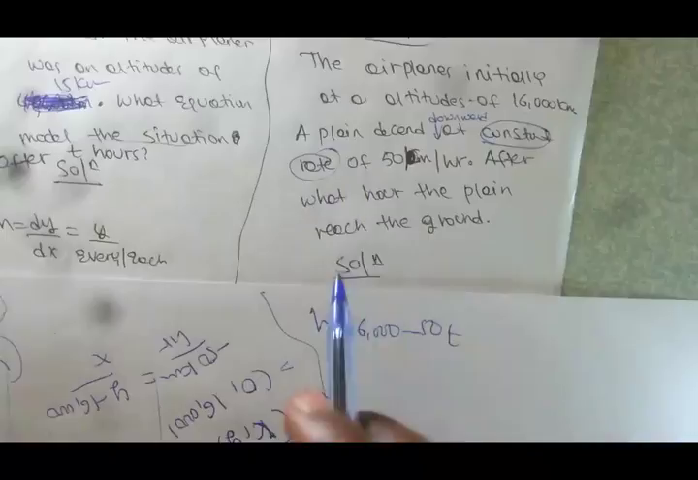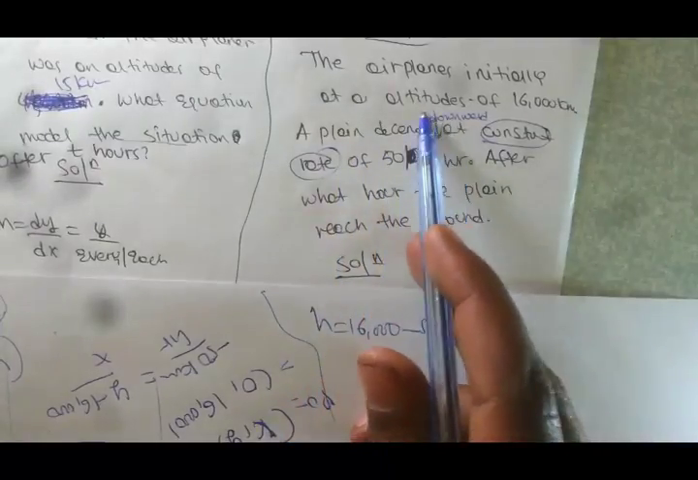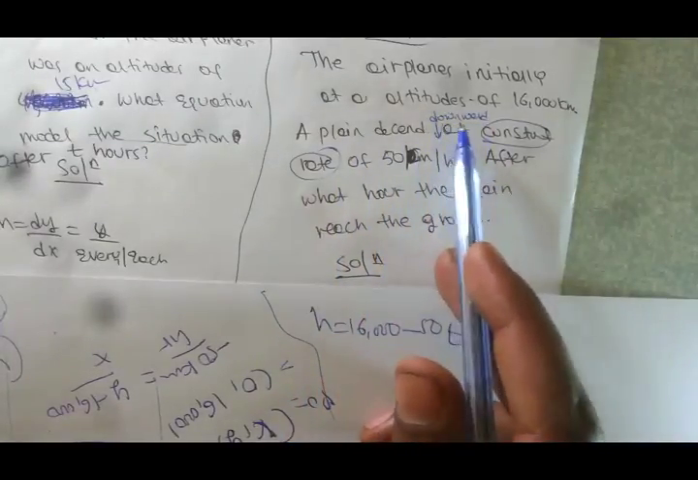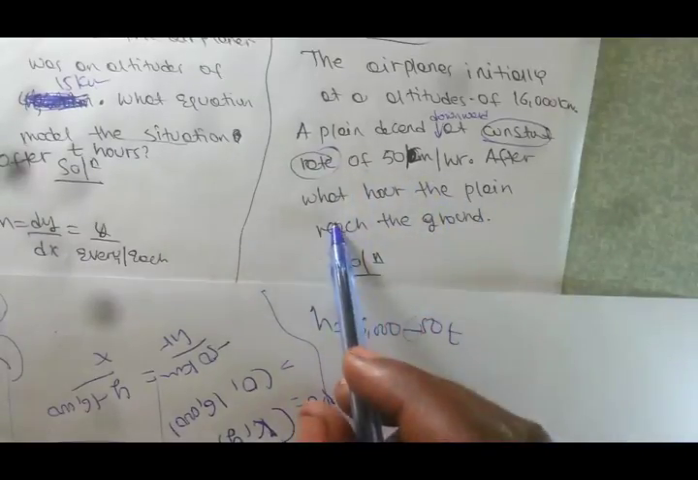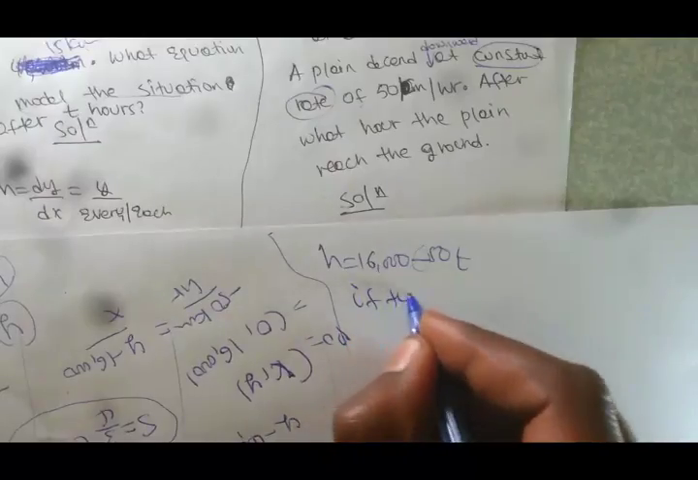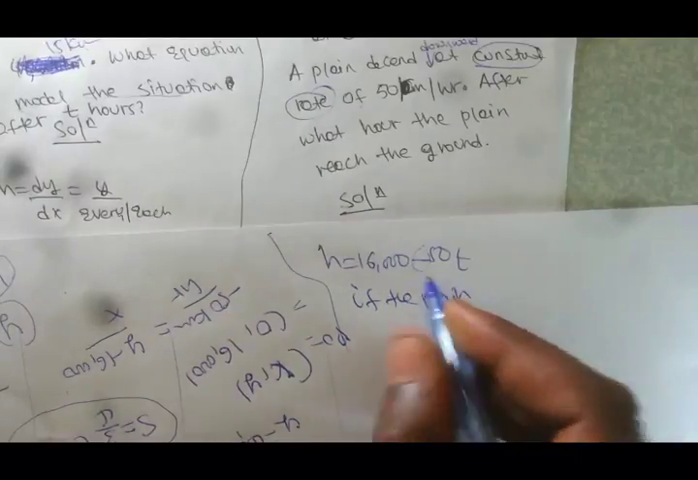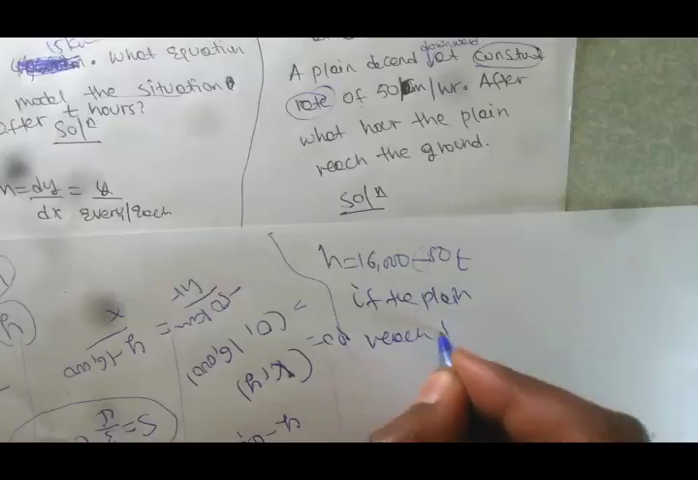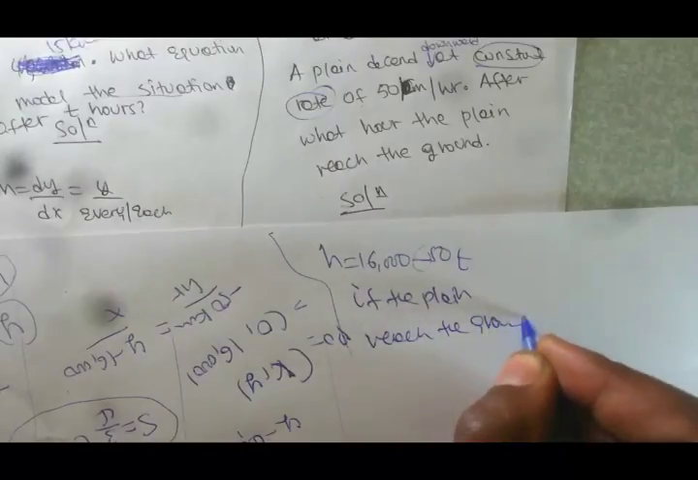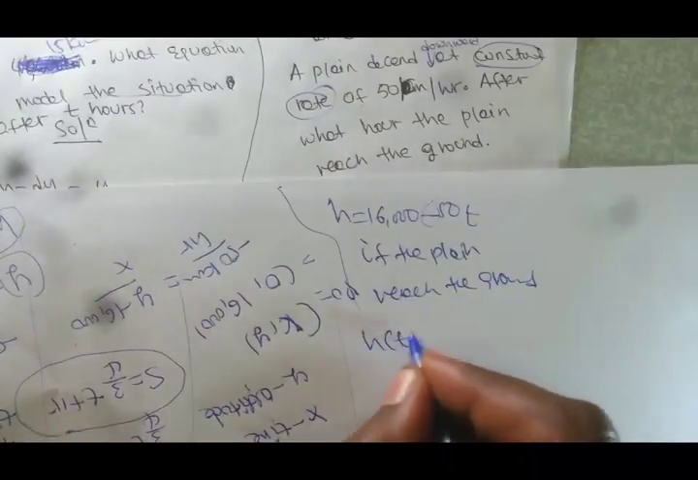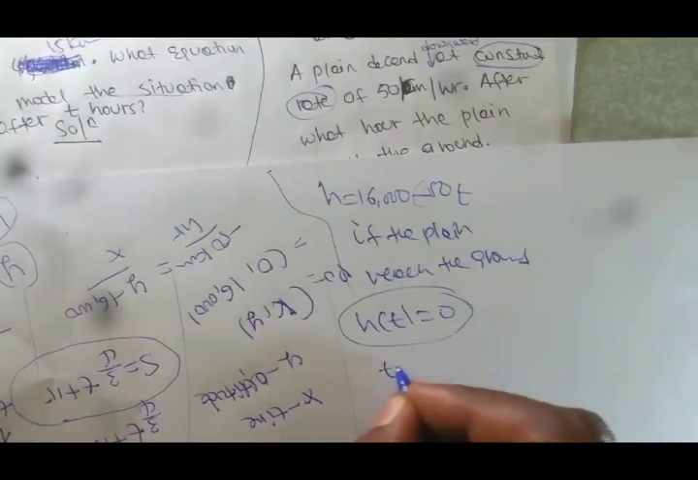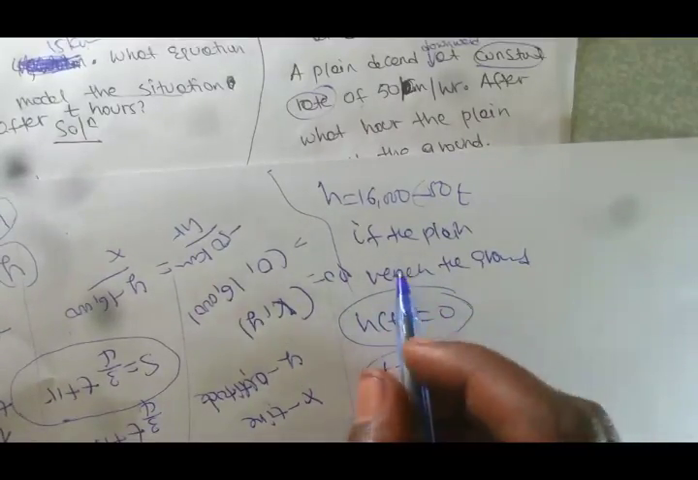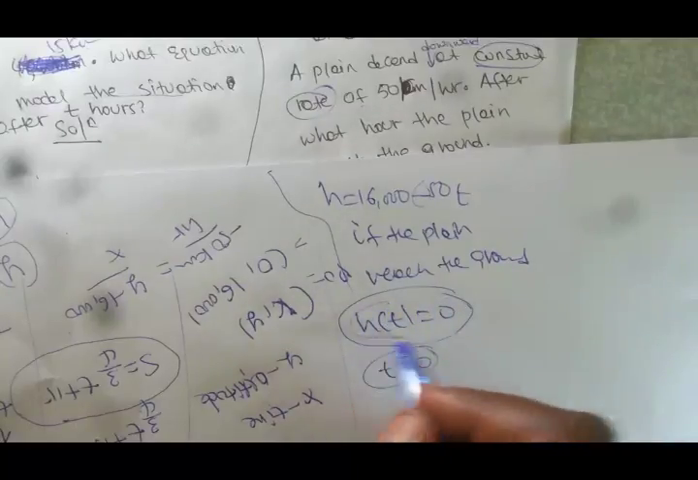And we already talked about the plane descending downward. It was not ascending upward, so we have to use a negative sign, descending at a constant rate. After what hour does the plane reach the ground? If the plane reaches the ground, then the value of h of t will be equal to 0. If the plane is at the start, t will be equal to 0, and if the plane reaches the ground, h of t is equal to 0.